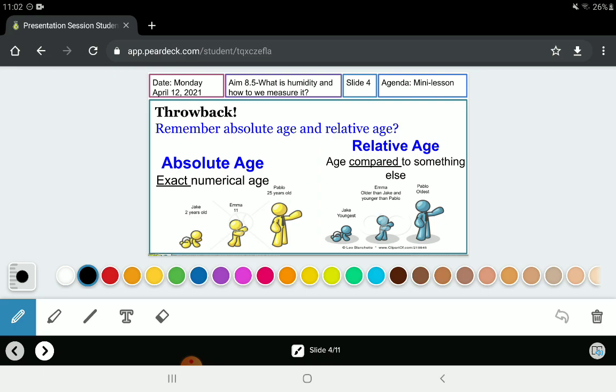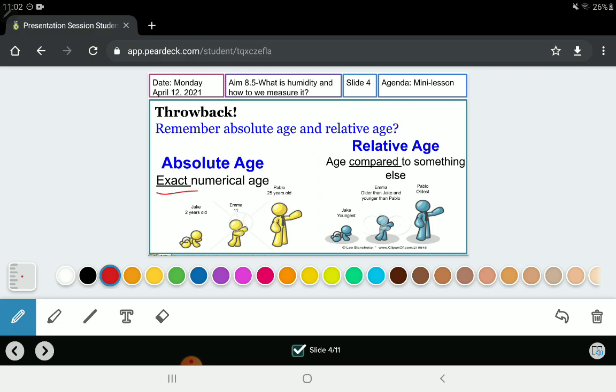Remember absolute age and relative age. So absolute age, we talked about this with rocks and fossils. Absolute age is an exact numerical age. So in this case, we know the ages of these people. So Jake is 2, Emma's 11, Pablo's 25. Relative age is when they compare the age to someone else.